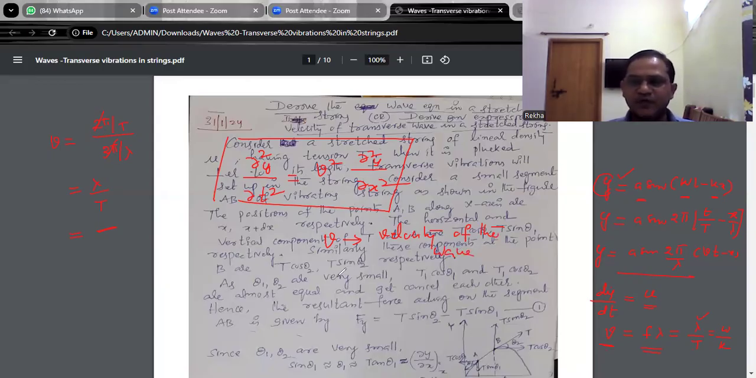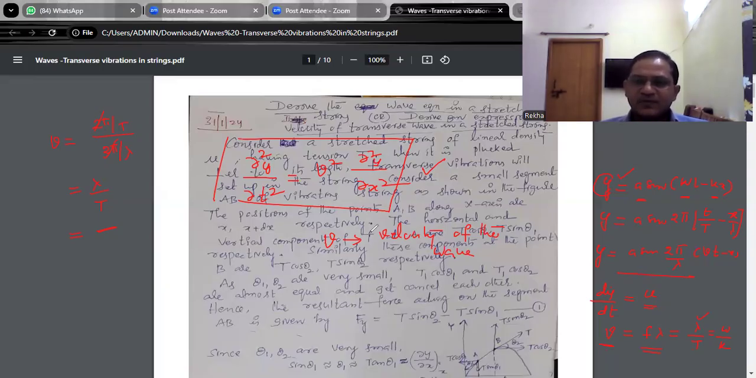Clear? If you consider a mechanical wave, for example the transverse wave in a string, a transverse wave in water, or a longitudinal wave, that is a sound wave, these are mechanical waves. For mechanical waves, V represents the velocity of that wave in that particular medium. So this is the general wave equation: dou square y by dou t square equals V square dou square y by dou x square. Okay.